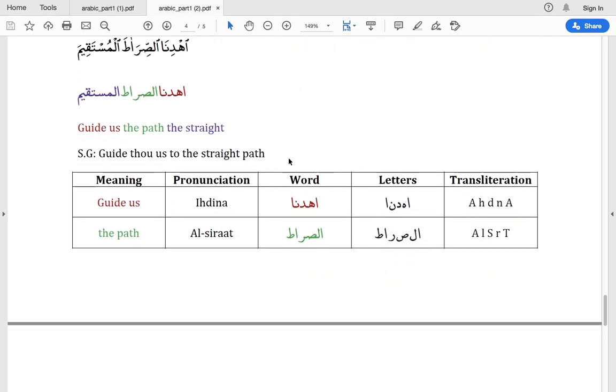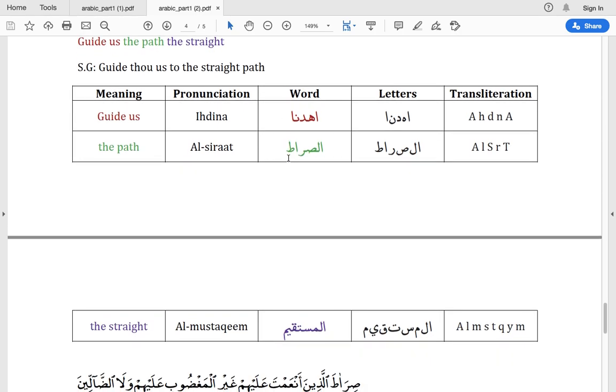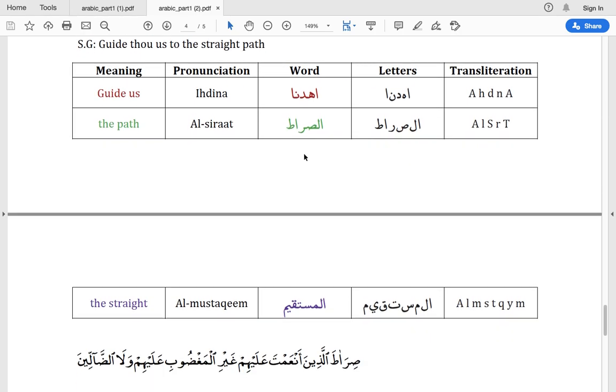Next one is Ihdina as-Sirat al-Mustaqim. All right, so this one is straightforward. You have alif, ha, dal, noon, and then alif, and that means guide us. It's referencing God. Okay, as-Sirat: alif, lam, swad, ra, alif, toy, ta. The path. Again, alif lam at the beginning means the, and then swad, ra, alif, toy, ta. Sirat means path.